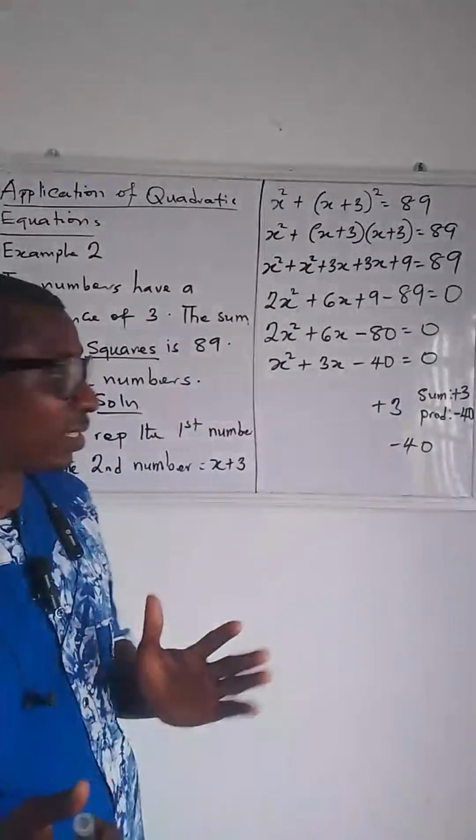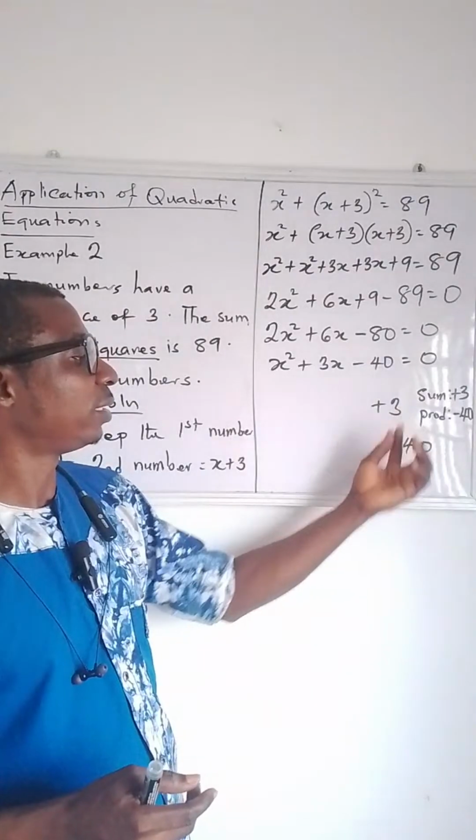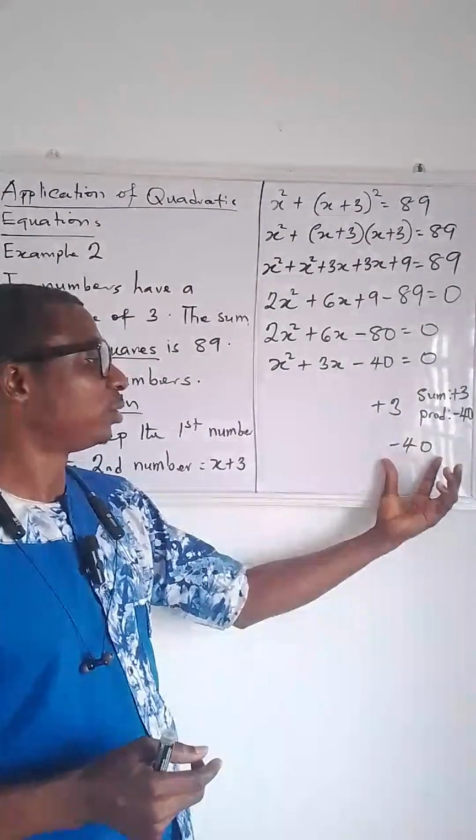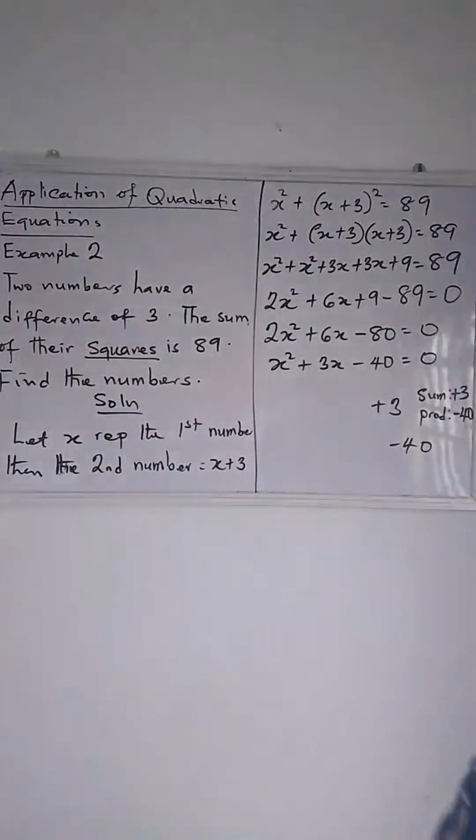I'm waiting for your answer. So when you sum together, you have 3. When you multiply together, you have minus 40. What are the numbers? Okay, somebody has given an answer. We are waiting for others. Uber has given an answer: plus 8 and minus 5. Yes, I can see Agbode, plus 8 and minus 5. Is anybody else giving us an answer?